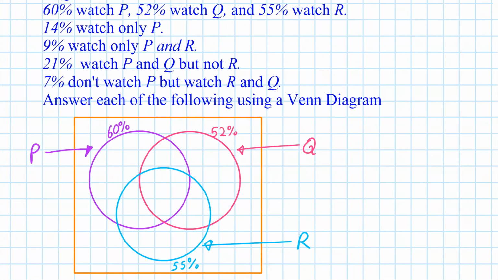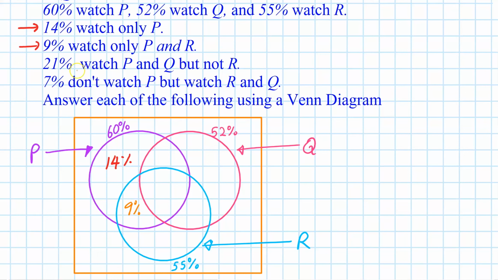Let's have a look at the next information given here. It says 14% watch only P. Well, that will be here, isn't it? Just only P. Okay, 14. Nice. Then we have 9% watch only P and R. If you look at P and R, P is the purple one, R is the light blue color area. Only means just in that area, just in here, where my cursor is. So we put 9% just in here, only P and R.